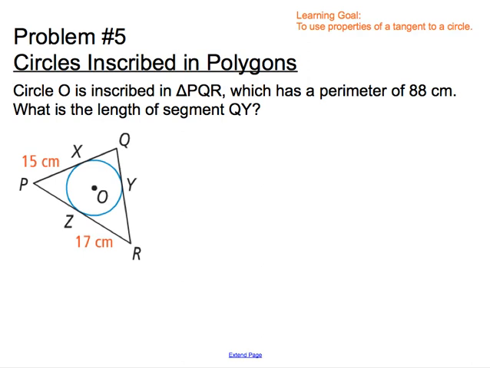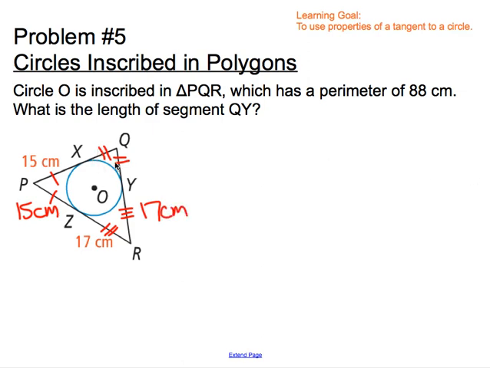Now, one of the things that I want you to remember is with the gnome theorem, we know that any one of these hats has to be congruent on both sides. So if we think of the circle with this gnome hat, then these two pieces must be the same. Given that information, we know that this must be 15 centimeters. This must be 17 centimeters.